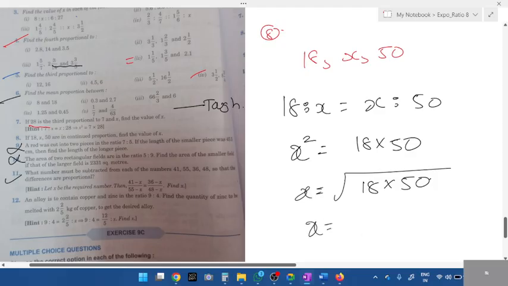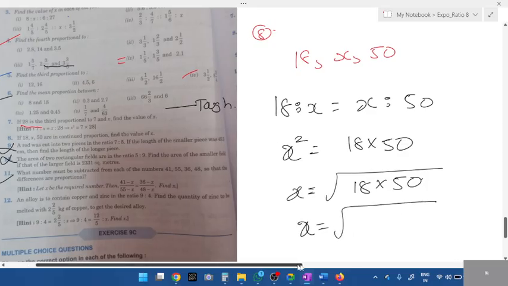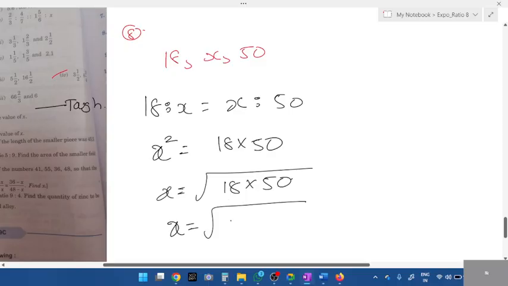Students completed, done. Respond. How do you factorize 9? 2 into 18. How do you factorize 18? 2 into 3 into 3. What about 50?